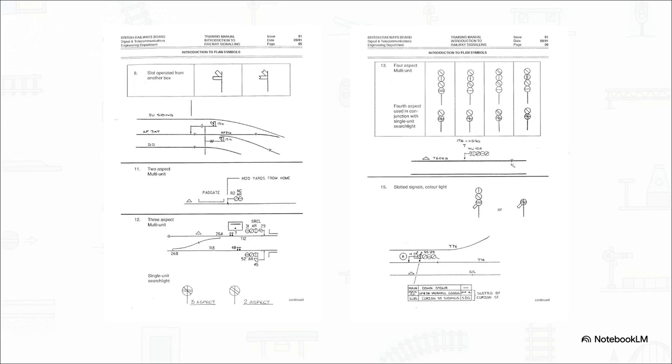By stacking 4 circles vertically, the visual sentence expands. Adding that extra aspect allows the signal to tell the driver not just to stop or go, but to expect a very specific sequence of signals ahead. It adds this critical layer of meaning that is absolutely essential for high-speed braking.